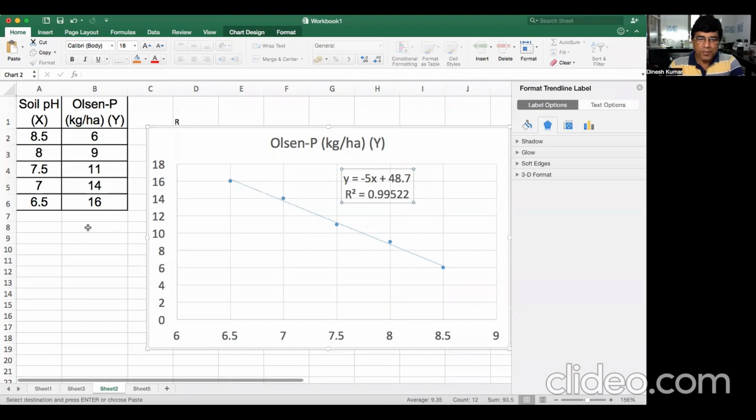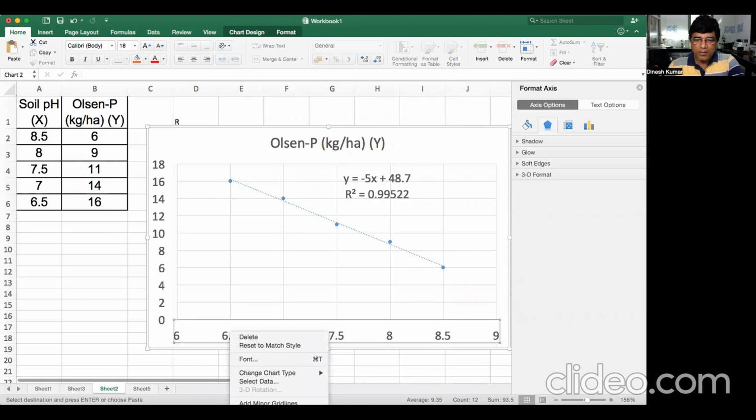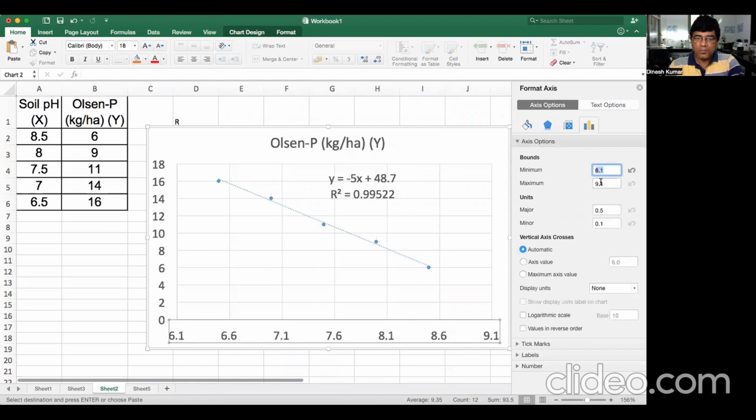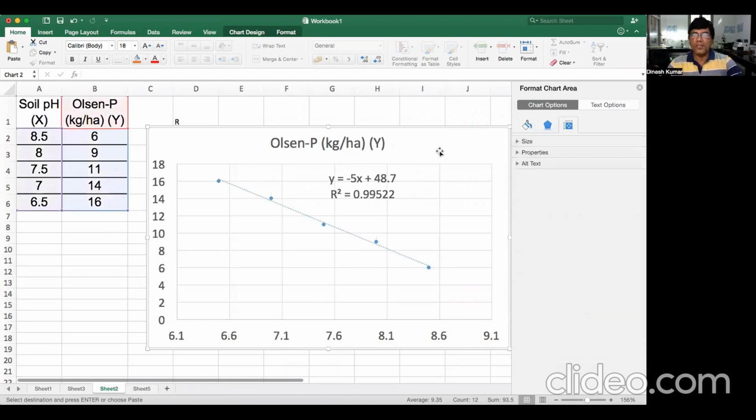And also, you can see that we are wasting space here also. Some space is wasted. So let us start from 6.1. So just select it and format axis. You can start from 6.1 or 6.2. Okay, now it is fine.